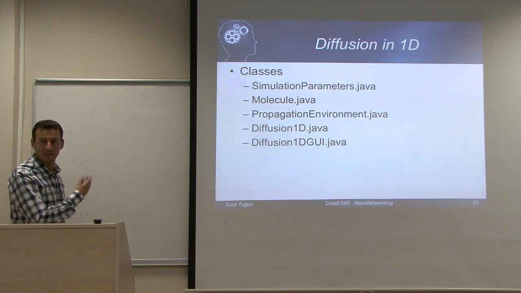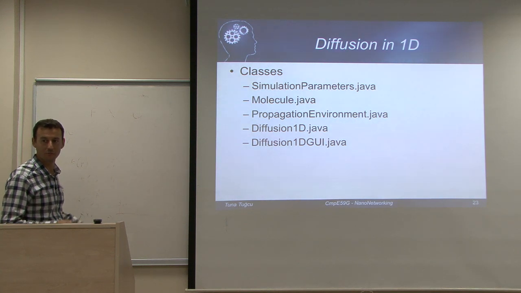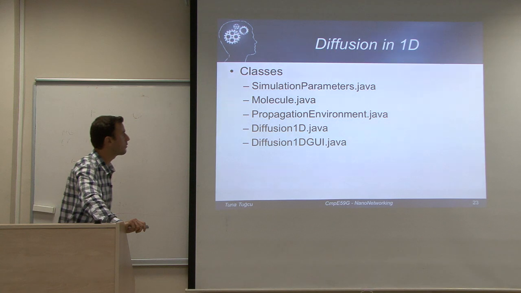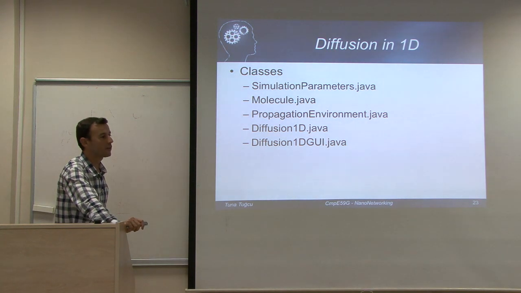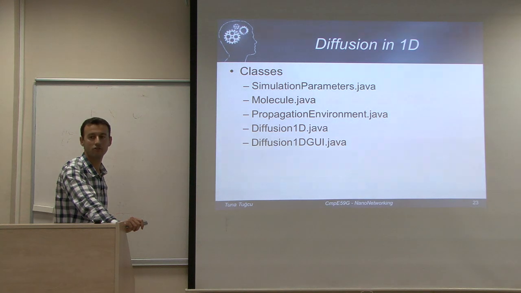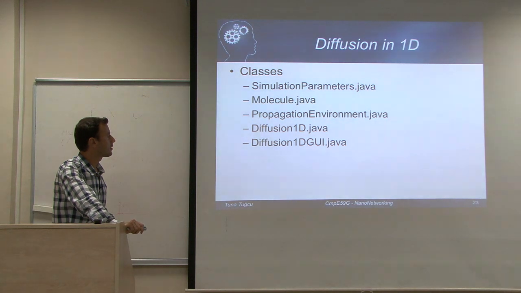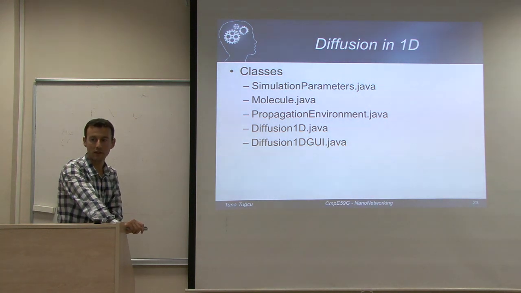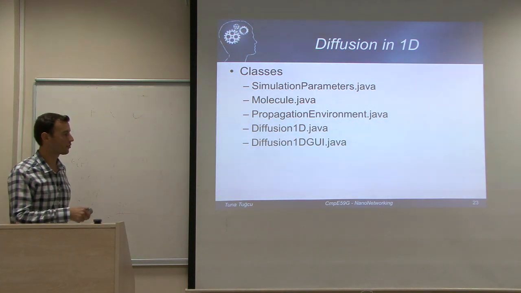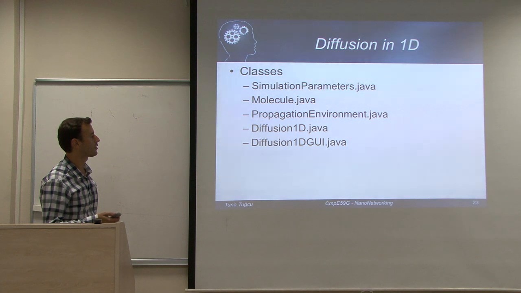Again, this code or logic that I'm going to show here is only to demonstrate the basics. That's why it's compact, so it's not a well-designed piece of software. It's just to give you a feeling, and I will also execute it. We will have 5 classes: simulation parameters, where I will hard code some parameters that we are going to use; molecule.java to abstract the molecule itself; and the environment, which will be one dimensional, the x-axis, and will keep the molecules. Diffusion 1D is the main program, which keeps track of the execution time. The last one I will not cover, but it's a Java Swing implementation, just to visualize the outputs for us to analyze.